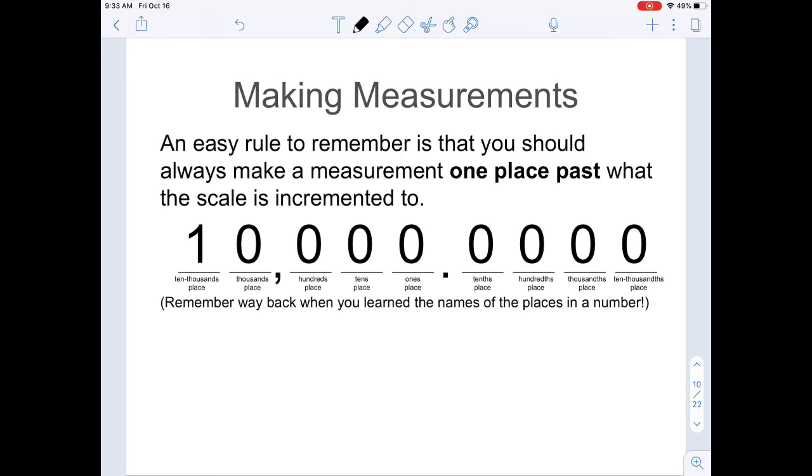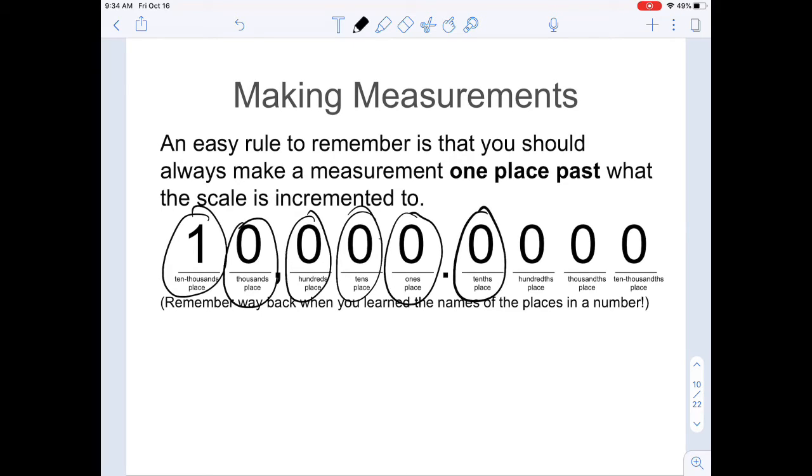Anything that comes before the decimal, this is the ones place, the number before that is the tens place, the hundreds place, thousands place, and then the 10,000s place. Behind the decimal are smaller increments: the tenths place, hundredths place, thousandths place, and then 10,000ths place. I'm going to write this number on every one of the following slides just to show you what it means to make a measurement that's one place past what the scale is incremented to.